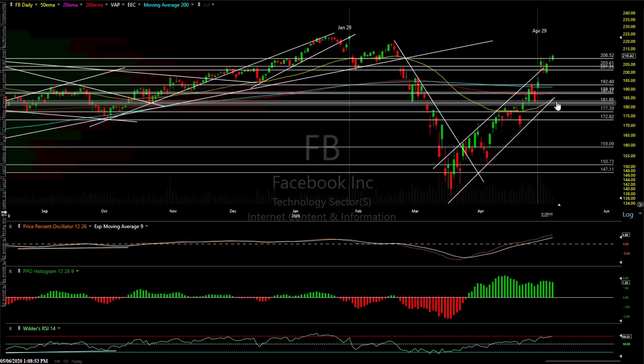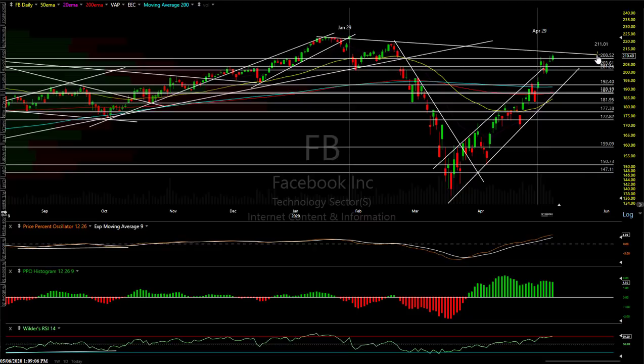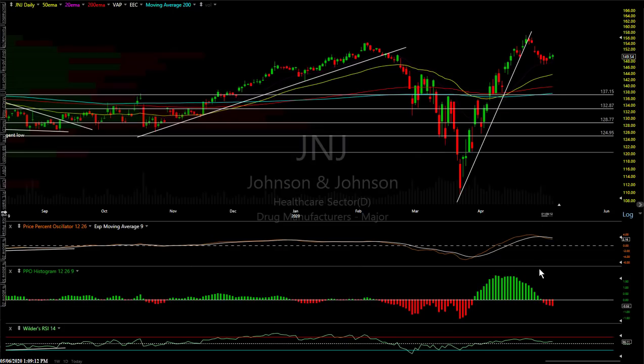Facebook, working its way up within this price channel. Very strong right now. Can't knock this stock at all, but we'll watch it. Let's see if we have a downtrend line off the highs, like so many others. We do have a downtrend line coming off the highs or close to it there, so we'll watch that on Facebook as well. J&J, Johnson & Johnson, clean breakdown below the uptrend line.